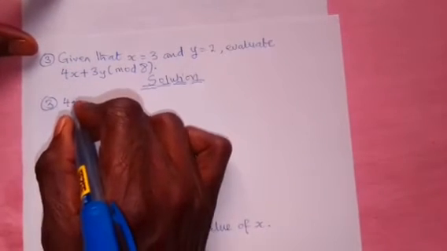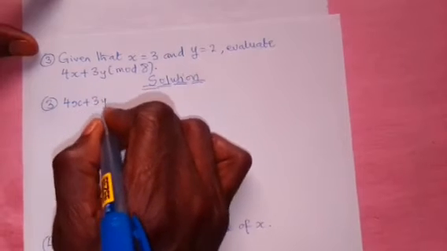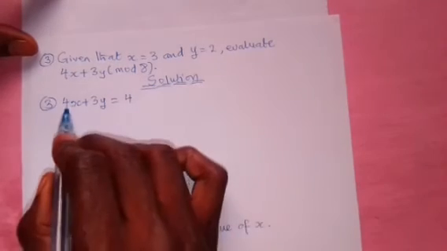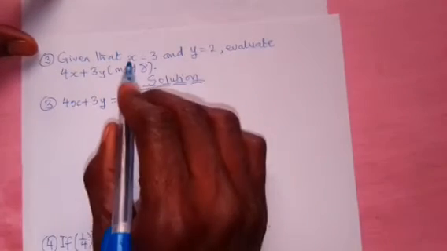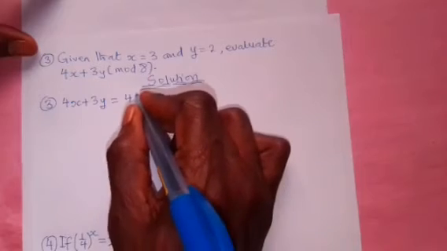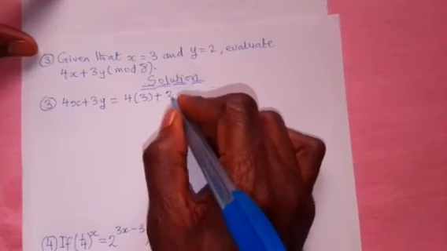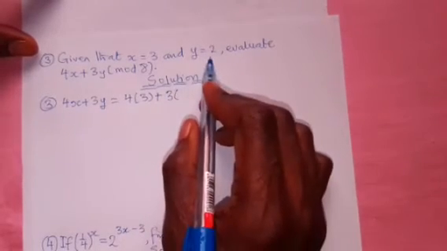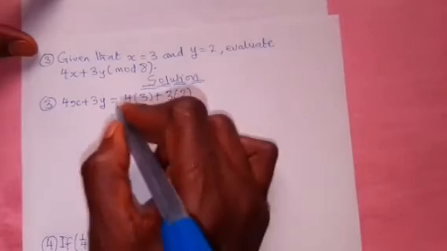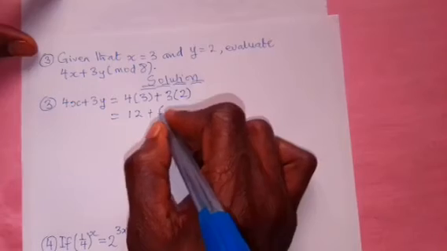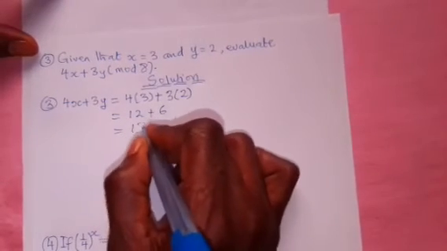So the first thing I'm going to do is write 4x plus 3y equals what? 4x means 4 times the value of x, and we know that x is 3, so we say 4 times 3. Then plus 3y, which is 3 times the value of y. Y is 2. Now 4 times 3 is 12, and 3 times 2 is 6. If we do the addition, we are going to have 18.